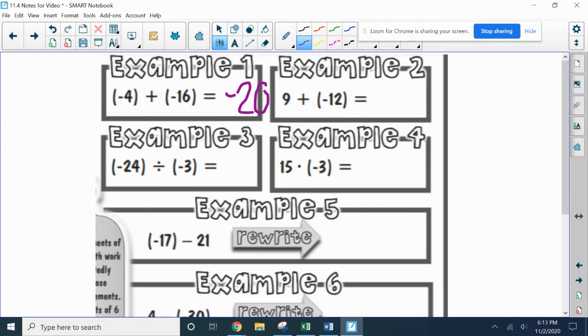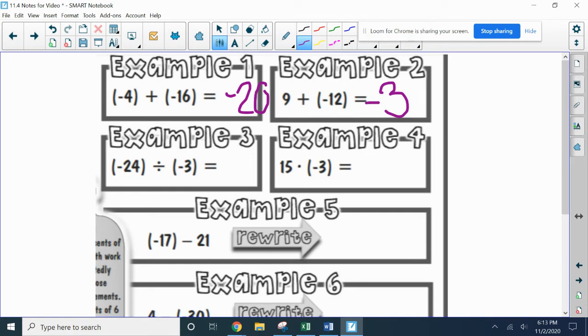Then I have a positive and a negative when we're adding. We know our rule for adding with different signs is that we subtract and keep the sign of the larger absolute value. So ignore our signs. 12 minus 9 is 3. 12 is bigger than 9, so we're going to keep the sign of 12.